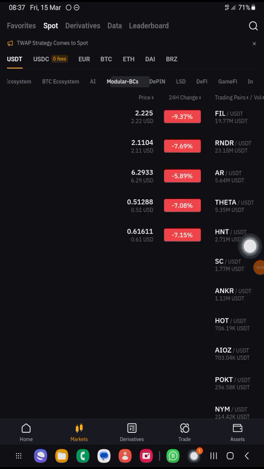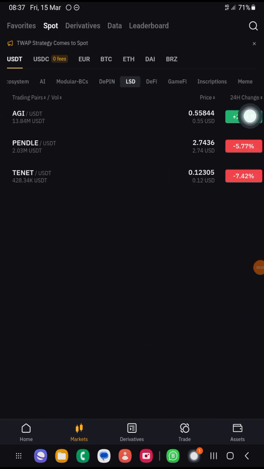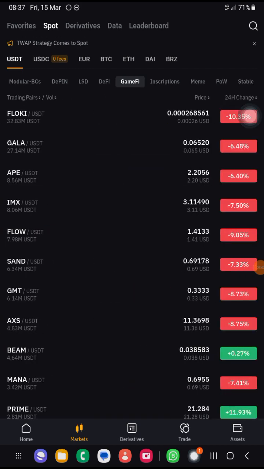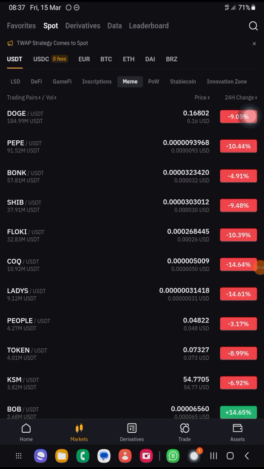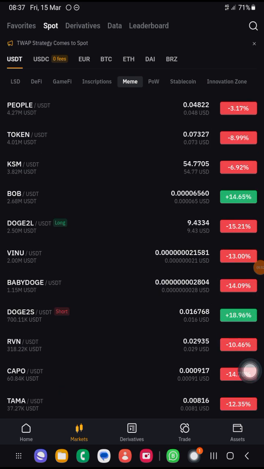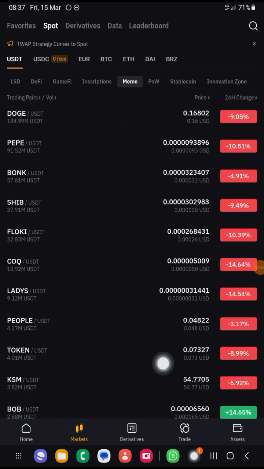These are coins under this pair. You can see DePIN, LSD, DeFi, GameFi, inscriptions, Memecoins. Oh, maybe Memecoin did excellently in the last 1 month, massively well. People made not less than 200%, 300% on spot trading with Memecoin. These are top Memecoins, and as well, you can see the money invested in them.